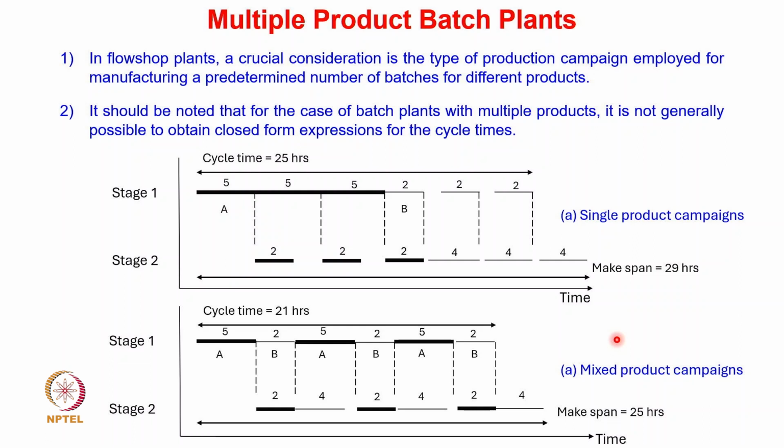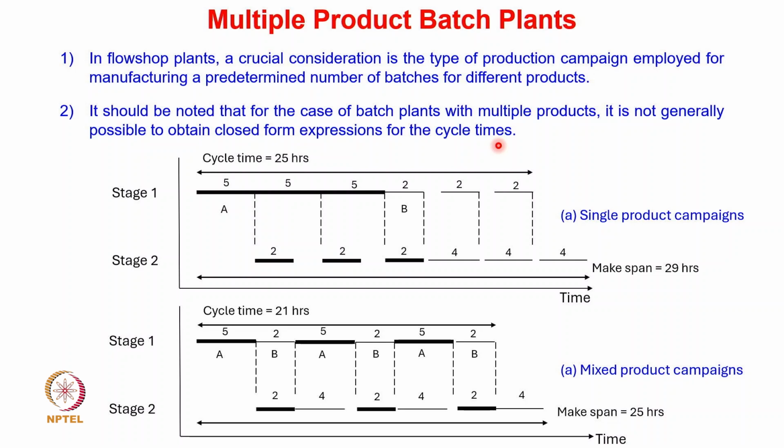Now let's look at the flow shop plants. A crucial consideration is the type of production campaign employed for manufacturing a predetermined number of batches for different products. It should be noted that for batch plants with multiple products, it is not generally possible to obtain a closed form expression for the cycle times. So now in this case, both these flow shop plants are given here.